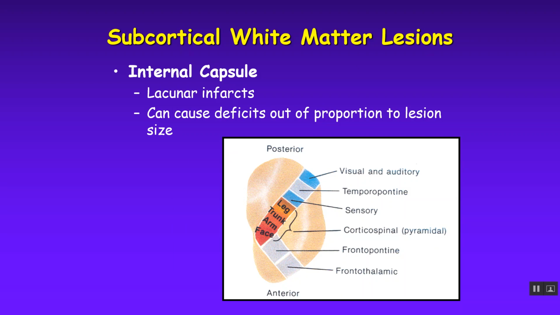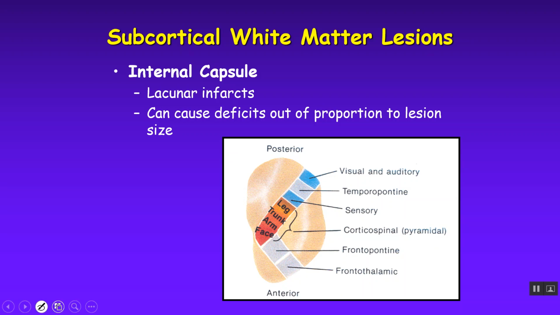Subcortical white matter lesions. So these are lesions that are subcortical, beneath the cortex in the white matter. So you're affecting axons, corona radiata, internal capsule. The one that really is a bad one is that internal capsule lesion, because it doesn't take a big lesion to affect a lot of axons because they're all right there next to each other.